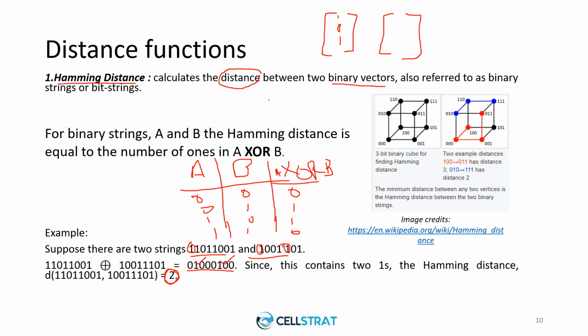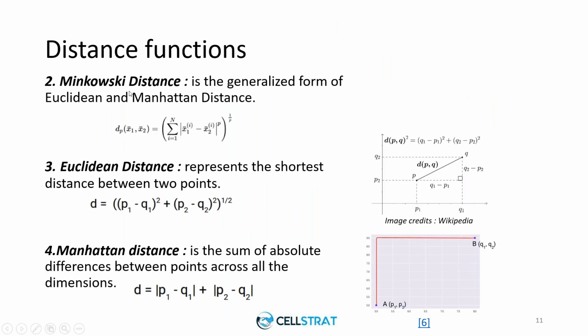Okay, moving to the next function. Next distance function is, okay, there is a point here. It says whenever there is a bit flip, it's counted as 1.